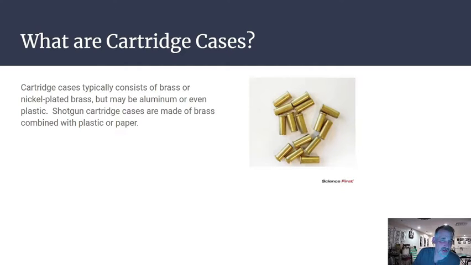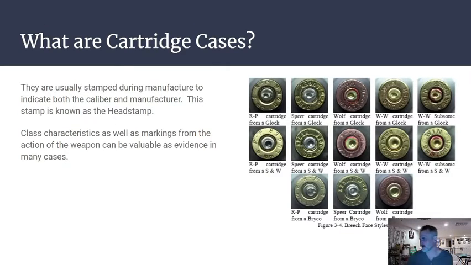The same could be true with cartridge casings. I'm going to show you that on the next slide. But cartridge cases typically consist of brass or nickel-plated brass. There could be aluminum. Shotgun shells even have plastic, right? So shotgun cartridge cases are made out of brass with some kind of plastic or paper. But we can also look at the back of these. This is the back of some of these. These are all 9mm, I believe. They're usually stamped with the manufacturer's information, and this is a class characteristic, so we can tell what type of ammo they're using and who the manufacturer is. These are called the head stamp.